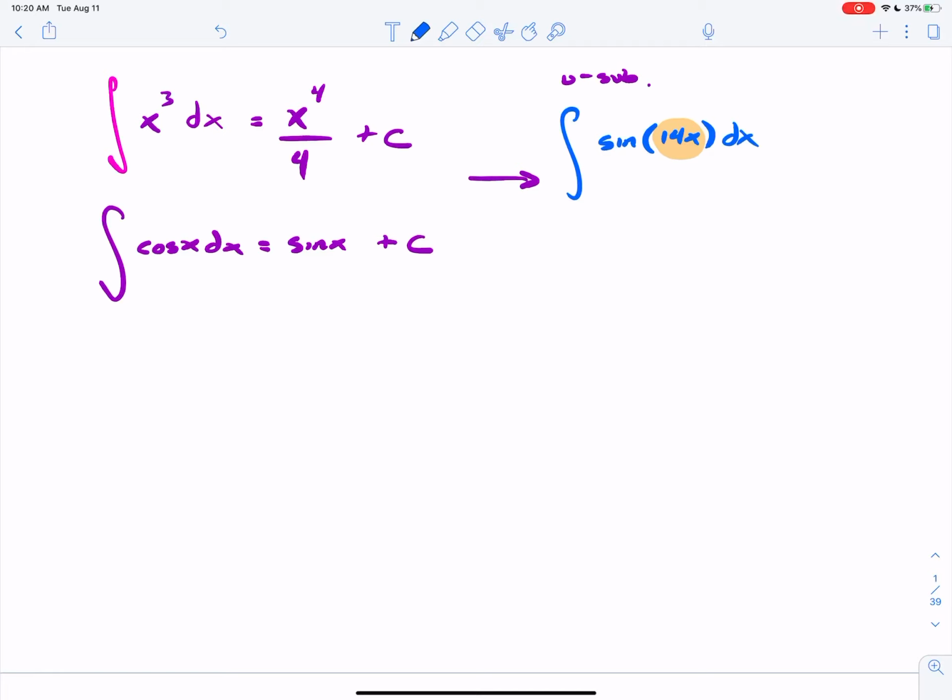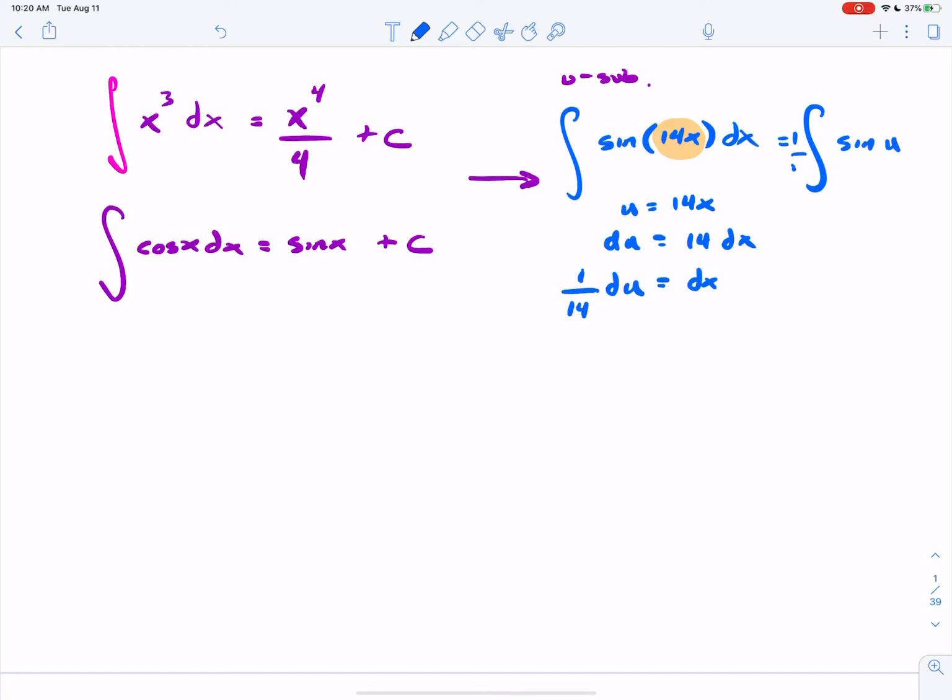So what you do is, the long way is you let u be your inside function. You find your du, which is 14 dx, because the derivative of 14x is just 14. And since we only have a dx in our integral, we're going to isolate that 14 over to the other side. So this right here is the same thing as sine of u, 1 over 14 du. And then you would just integrate it, and you would get 1 over 14. The integral of sine is negative cosine. And then you replace u back in with what it equals, plus c. So that's really the long way.